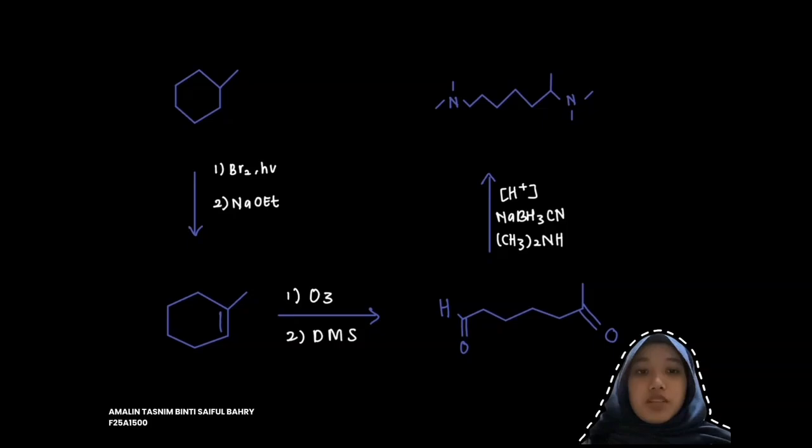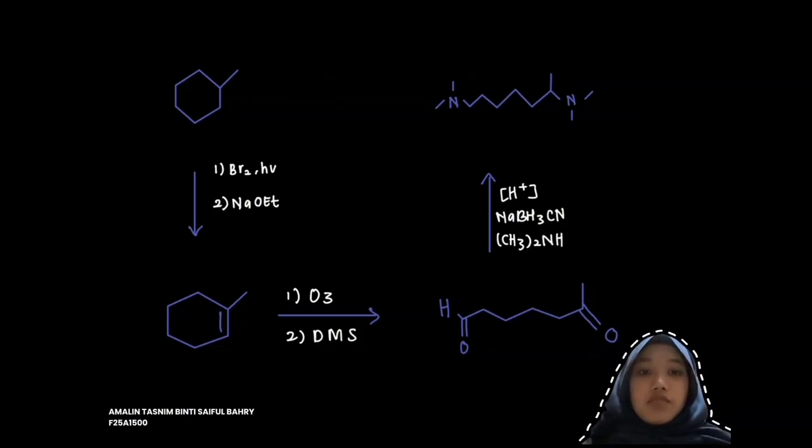Next comes the ring-opening step, ozonolysis. We treat the alkene with O3, DMS, which cleaves the double bond. Since the alkene is inside a ring, ozonolysis breaks the ring open, forming a linear dicarbonyl compound with clear carbonyl groups on both ends. Finally, we install the amines using reductive amination.